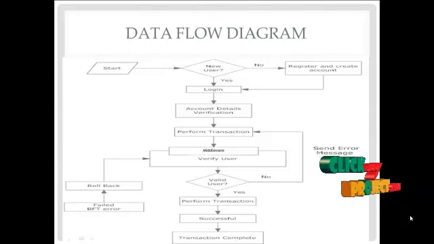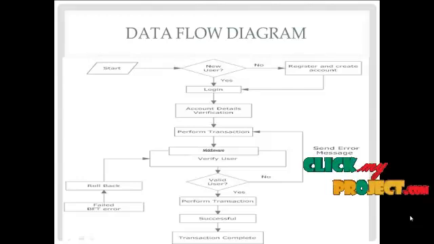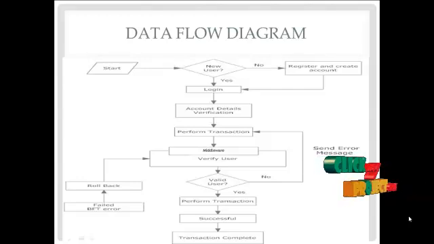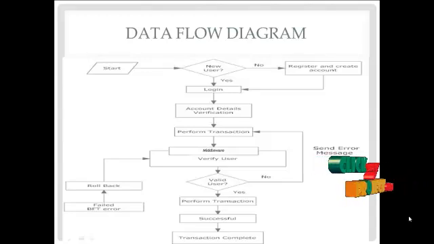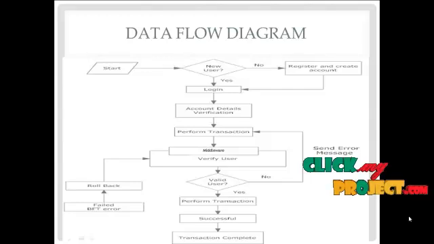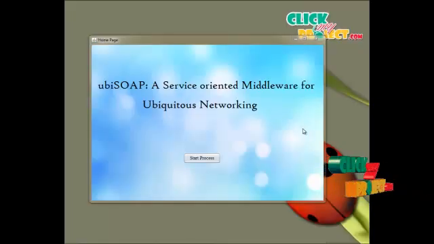The whole process is controlled by the middleware. If any error occurs, like a BFT error, the middleware asks the user whether to continue the process or not. If the user gives permission, then the middleware continues the process. Finally, the transaction will be successfully completed. Now going to show the demo of the process.